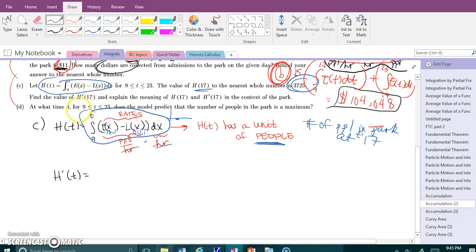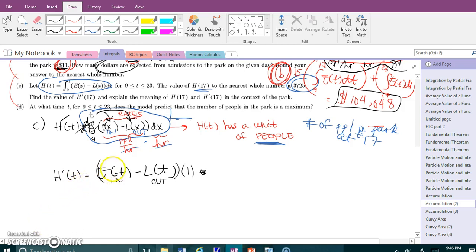All right, now I want the derivative. Well, in order to get h prime of 17, first I need h prime of t. So I need the derivative here. Well, the derivative of an integral cancels. FTC part 2 says you plug in your upper limit of integration, times the derivative of that limit of integration, which is just 1. And so I just have the rate in minus the rate out. That's what h prime gives me.